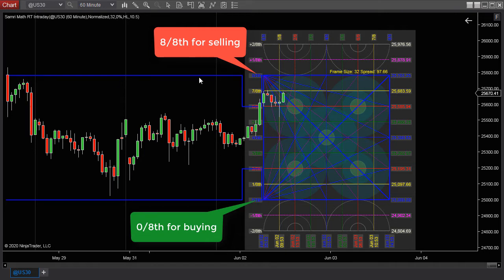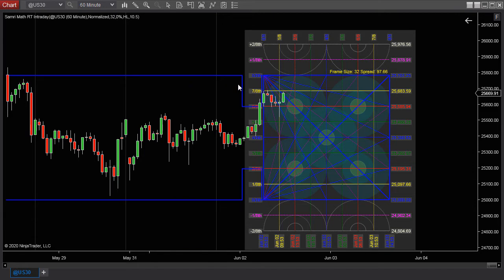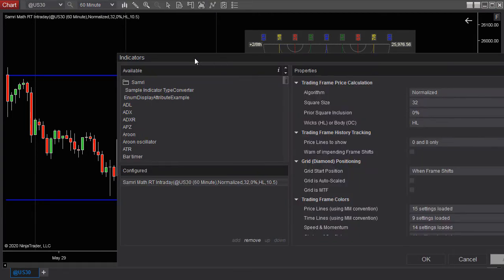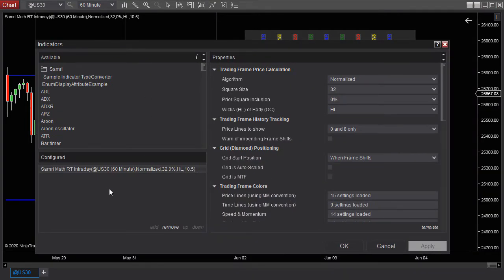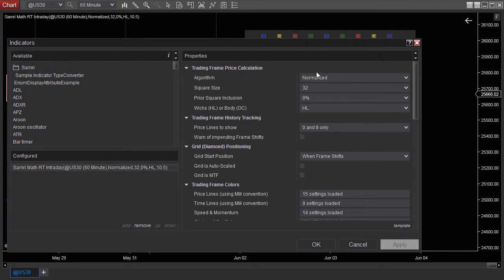Now let's set up the parameters that decide where the price ranges are. You go to the indicator again, open up the indicators window, choose the indicator. If you have other indicators applied to your chart, choose Summary Math Real-Time Intraday, and let's start with these options. First of all, this is how our price ranges are calculated in this section right here. The algorithm, let's keep it for either normalized or optimized for now. I'll discuss them in detail maybe later, but let's stay with normalized for now.